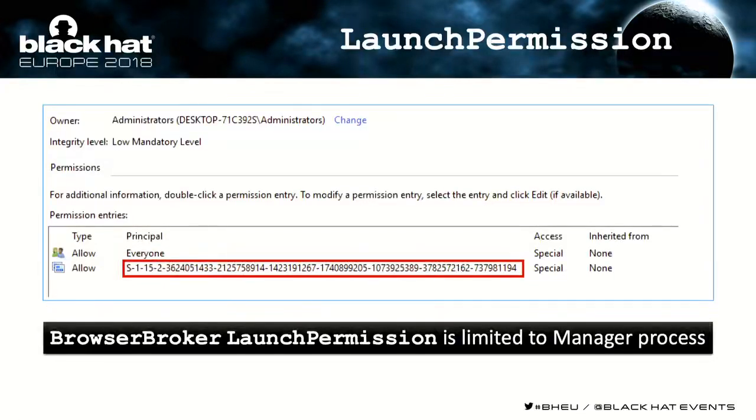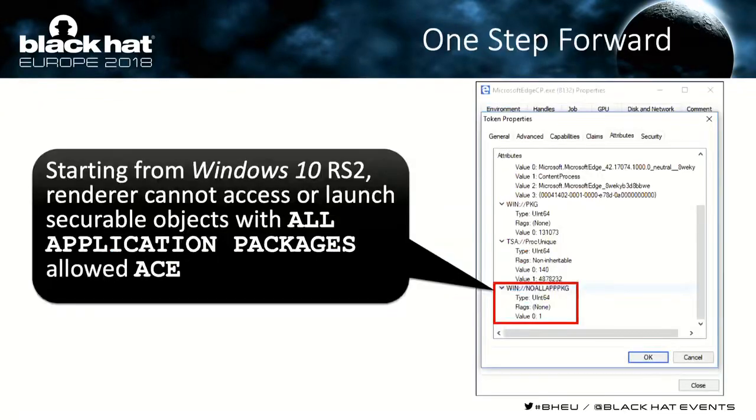How did Microsoft fix this? The launch permission of the browser broker has changed. Now, only the manager process is allowed to launch the browser broker. In fact, starting from Windows 10 RS2, restricted app containers are no longer allowed to access objects labeled with all application packages. Microsoft did this by adding a token attribute called No All Application Packages and introducing a new group called All Restricted Application Packages.